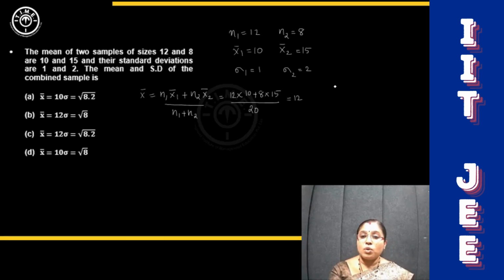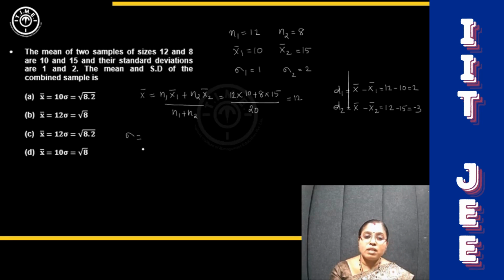Now let us find out D1 and D2. So D1 is x bar minus x1 bar, which is 12 minus 10. So we get 2. Similarly, D2 is x bar minus x2 bar, that is 12 minus 15, that is negative 3. Now we want the combined standard deviation.